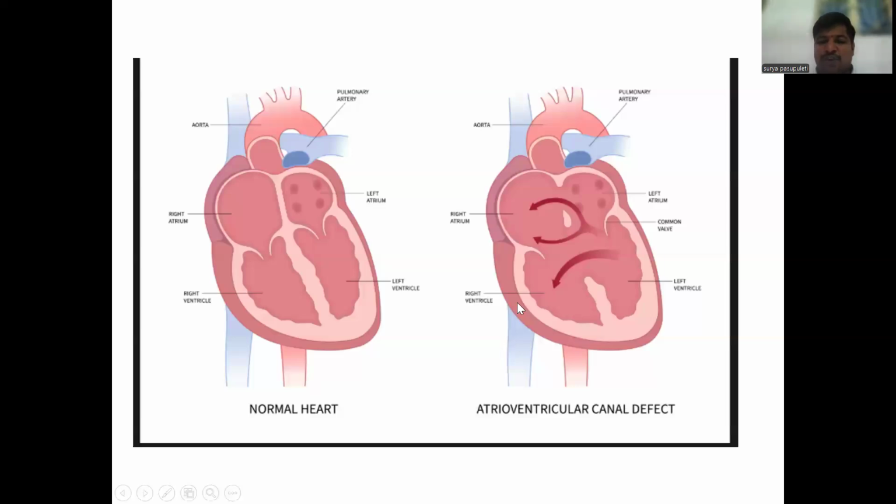And next, atrioventricular canal defect. The atrium and ventricle are separated by the atrioventricular canal. The septum will have the defect. Hence, as we know, the pressure in the left side of the heart is more compared to the right side of the heart. That leads to movement of oxygenated blood from the left side of the heart to the right side. That increases the blood flow to the lungs.